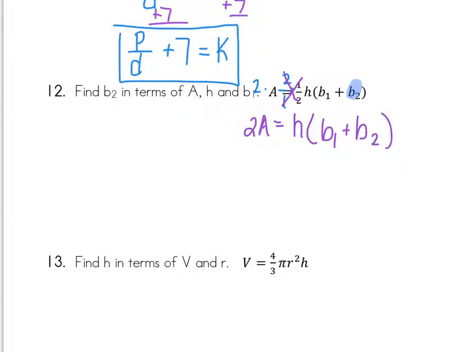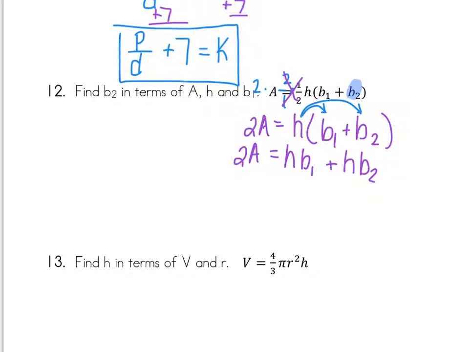Notice how I didn't get rid of the parentheses. All right, let's move on. Now I could go ahead and distribute the h, and because I didn't do it in the previous one, let's go ahead and distribute, just so you can see another strategy. So 2a is equal to h b1 plus h b2. I had to distribute the h to both terms.